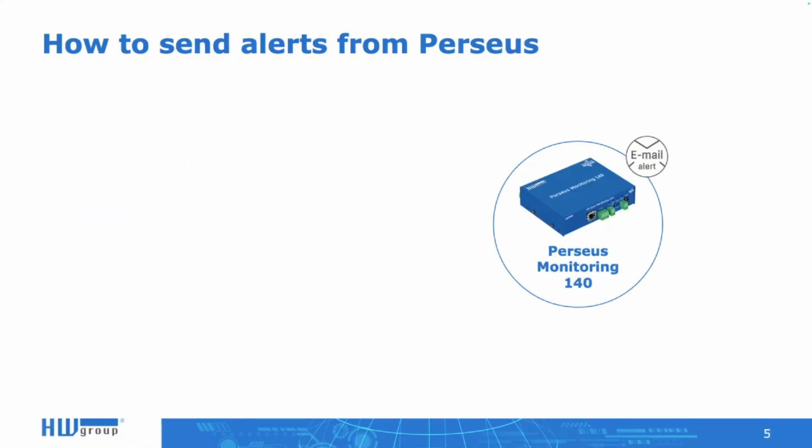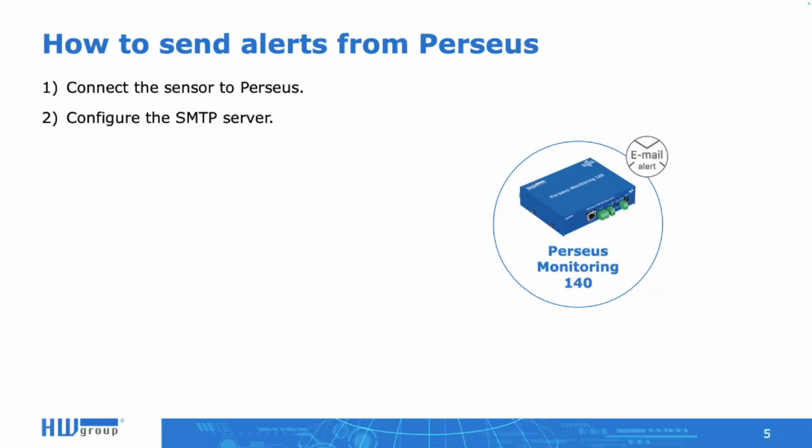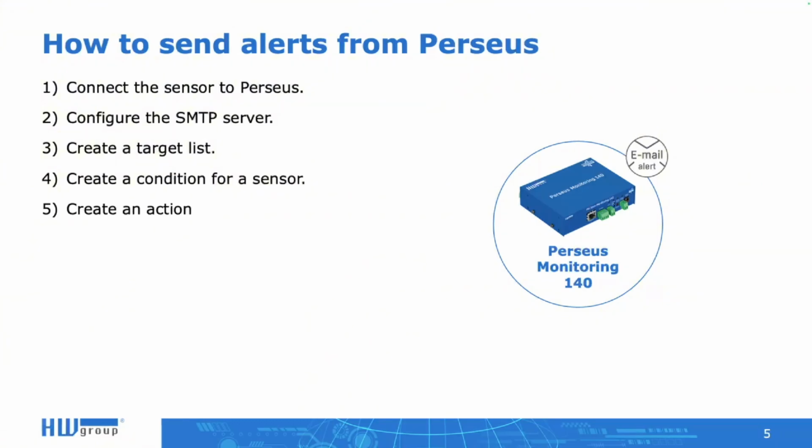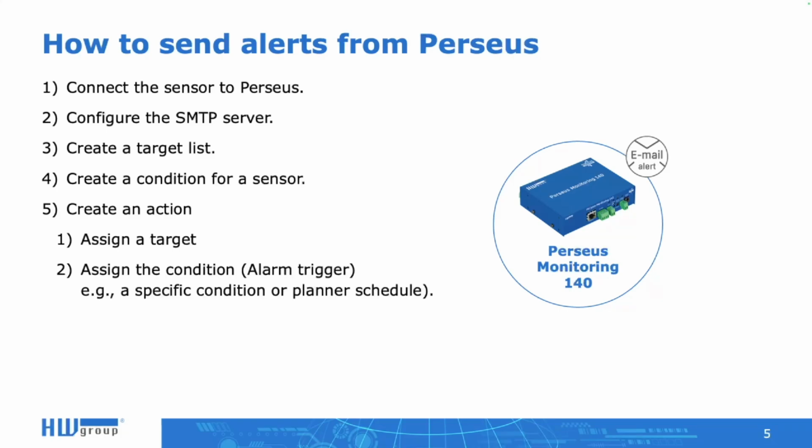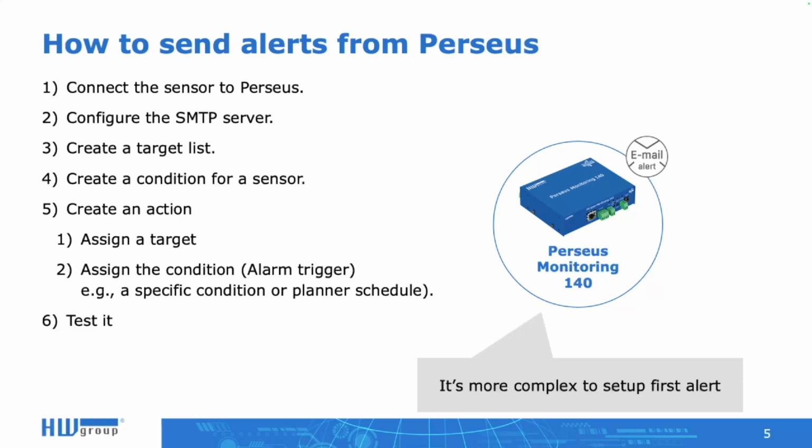Now let's take a look at Perseus. The first three steps are similar to ST2+, but then there are some differences. On the Perseus device, we work with conditions created for specific sensors. So we first need to create a condition for our sensor. Once the condition is ready, we can set up an action where we assign the target and use the condition as the action trigger. It is also important, as with ST2+, to perform a test, and as you can see, this is a slightly more complicated setup procedure than ST2+.